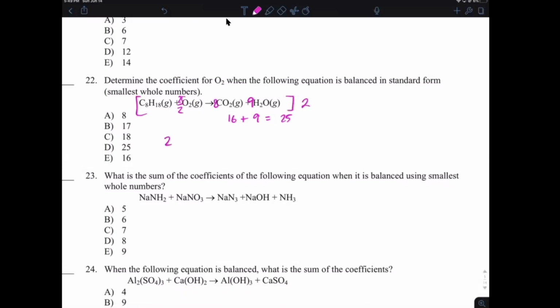So then we get 2 CH18. I'm not going to write the states. O2, and then 16 CO2, 18 H2O. So I think the answer to 25 or 22 should be D. So does that make sense?